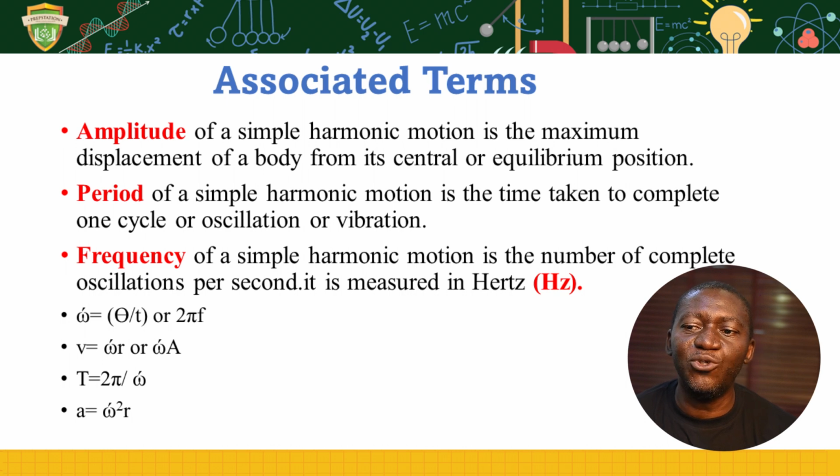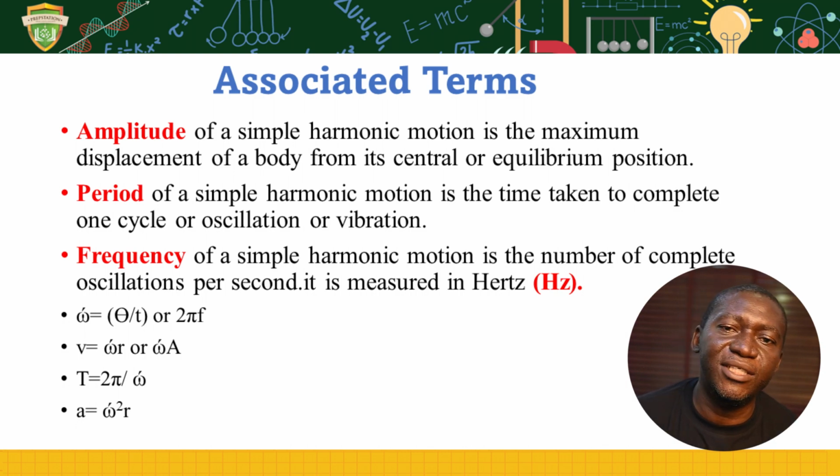Now, what is the period of a simple harmonic motion? It's the time taken to complete one oscillation or one cycle or one vibration, as in the case of a helical spring. So the time taken to complete one oscillation, one vibration, or one cycle is known as the period of simple harmonic motion, and the period is usually measured in seconds. Now, what is the frequency of simple harmonic motion? It is the number of oscillations that can be completed in a second, and is usually measured in hertz.